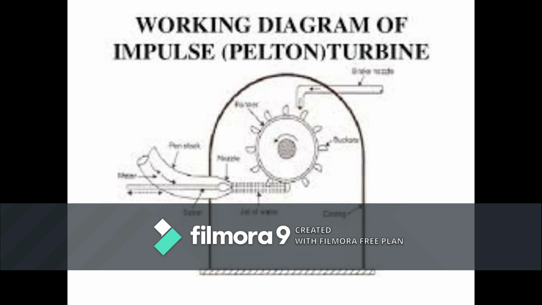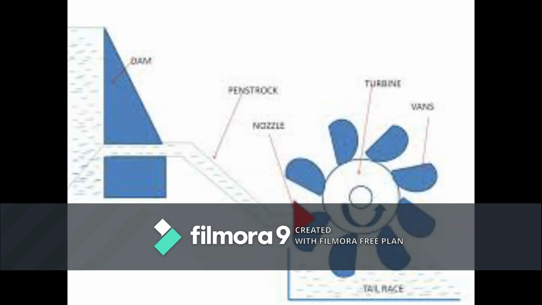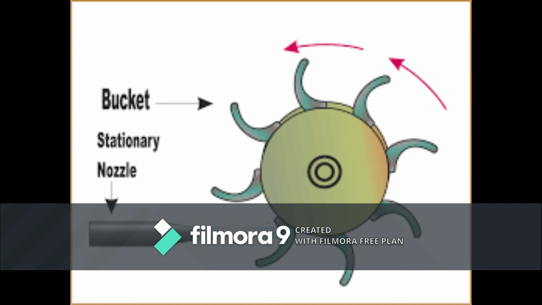The impulse turbine, as I told you, is a tangential impulse turbine. Here also the water from the dam is made to flow through the penstock, and the water flowing at a high velocity is made to flow onto the blades. Hence you can see the water flowing is tangential. It is known as the tangential impulse turbine. You can have a look at the figure. You can see the dam, nozzle, turbine, and the wings.